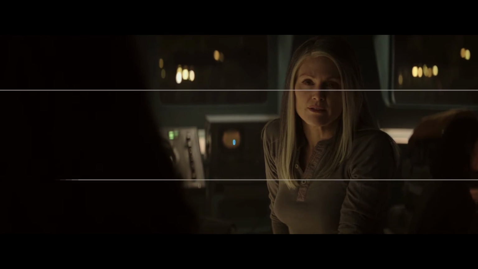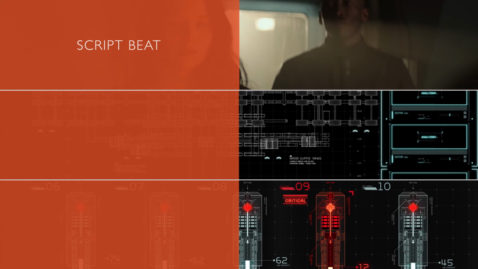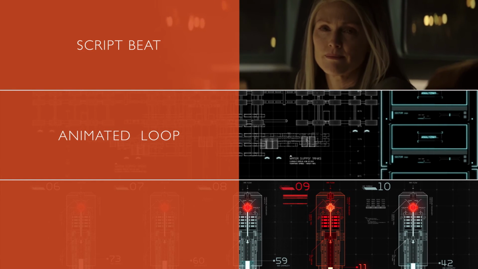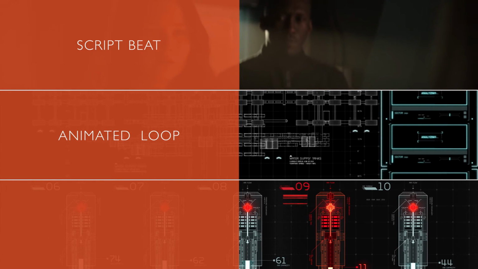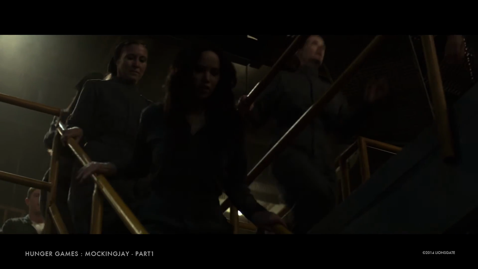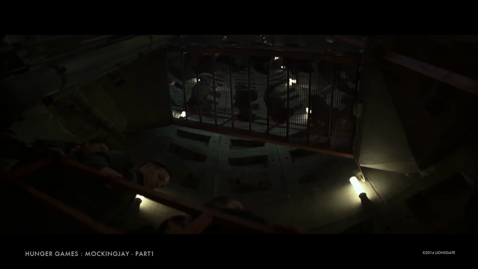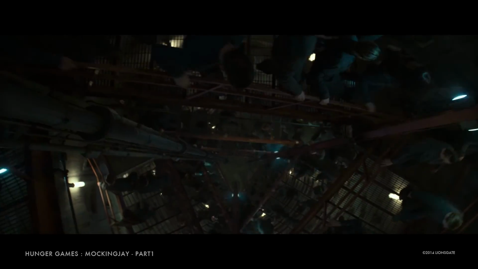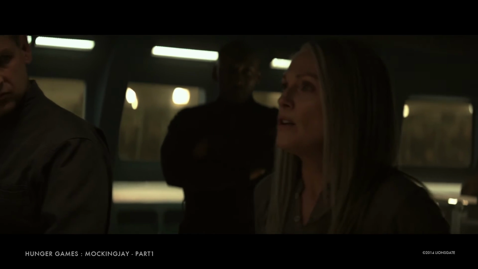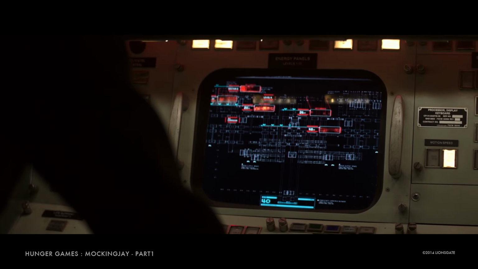So what we did was, for every single beat, we created individual loops. And then between each individual loop, we created a transition animation. For example, we worked on a sequence called the Level 40 bunker, where all of the characters are evacuated because District 13 is under attack. And when they go into this bunker, President Coin has her own small, mini command center down there.